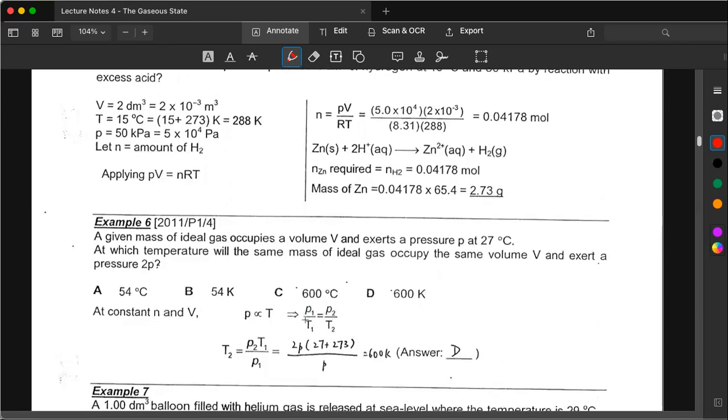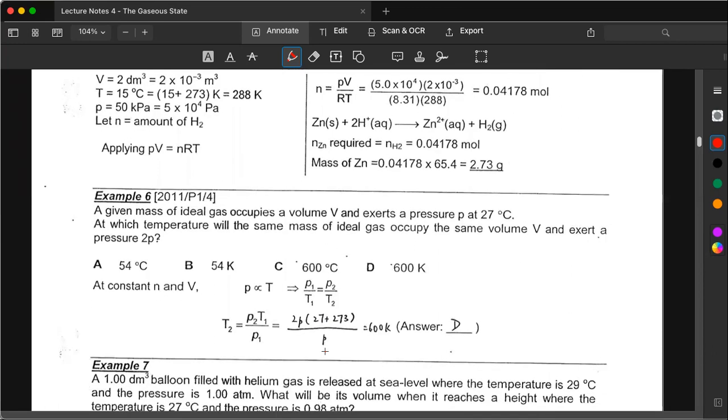So you take P1 over T1 equals P2 over T2, and you make T2 the subject of the formula. You will get P2 times T1 over P1. And the new pressure is 2P, which means it is 2 times the original pressure, and this is the original pressure. So you can actually cancel off, using algebra, the common algebraic term. Then you have 2 times the temperature, 27 plus 273, you obtain 600 Kelvin, which is T.